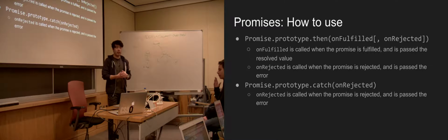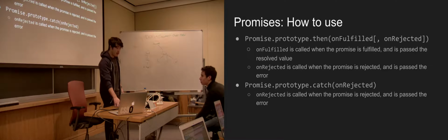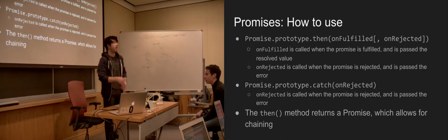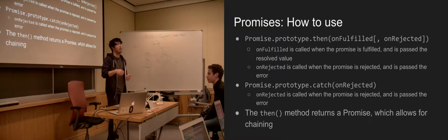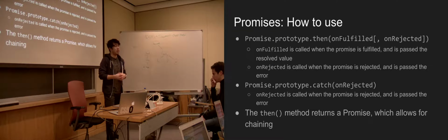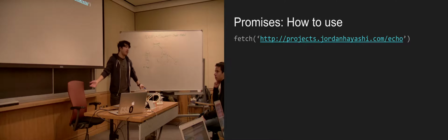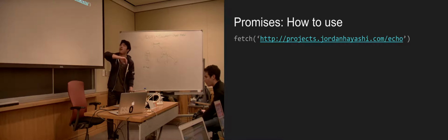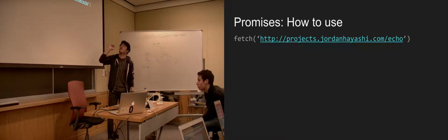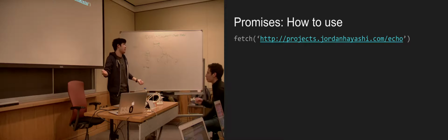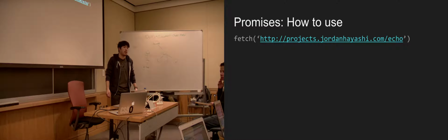So very weird in theory. Let's look at an actual code sample. Oh, and then returns a promise, and so you can chain them infinitely if you like. What does that mean? Let's look at an example. So we said we're using fetch, which returns a promise. And so we have fetch this web page, which is something that I threw up that just echoes the request back to you. So it's a debugging tool that I wrote.